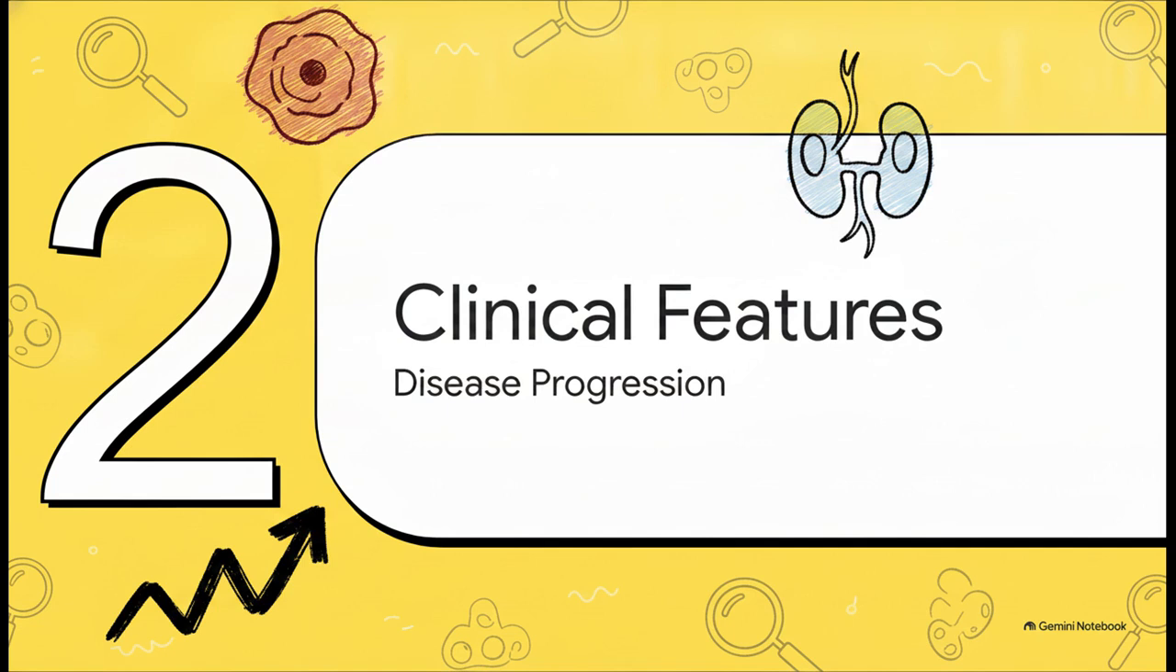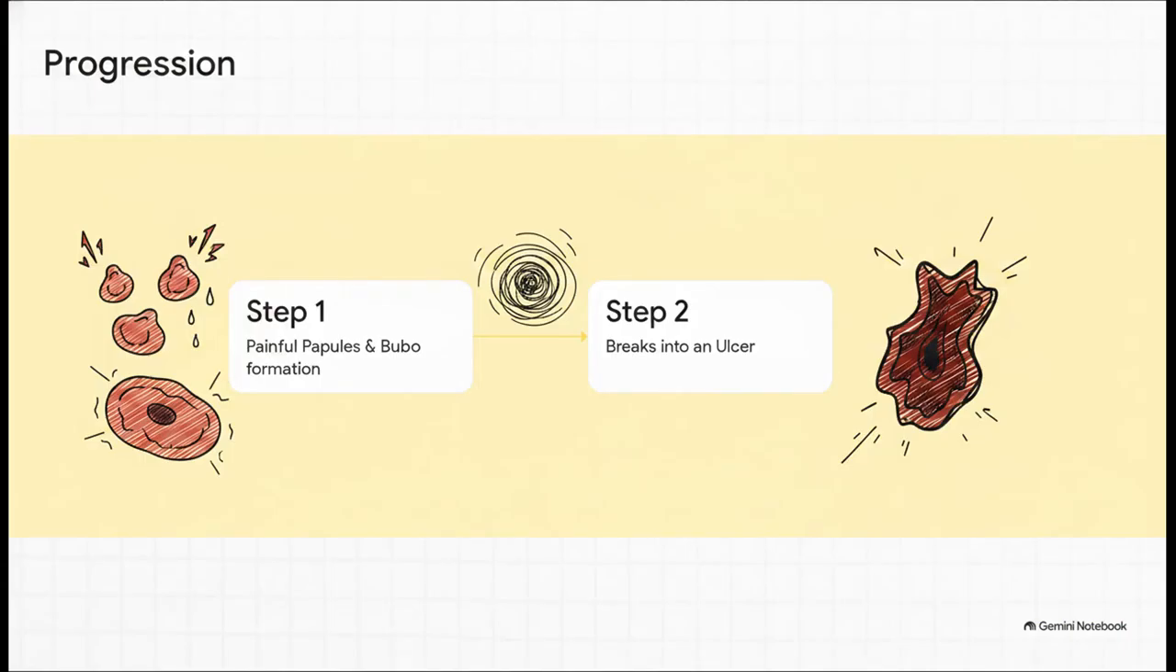Moving right along to Section 2, Clinical Features. The clinical presentation progresses in very distinct steps. It starts off with the formation of a bubo, which, if you recall, is a severely inflamed, suppurating lymph node right alongside some papules. But crucially, notice the label here, painful. These lesions will eventually break down into a full-blown ulcer.